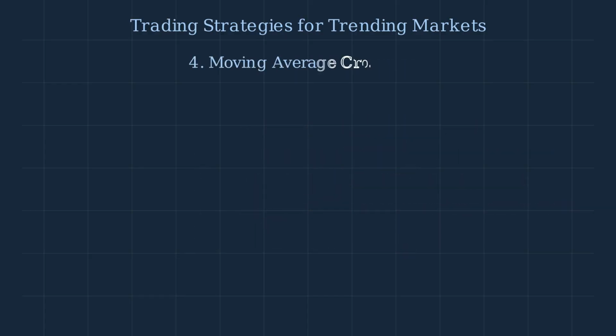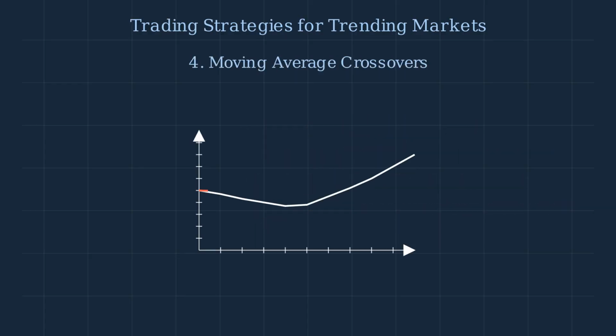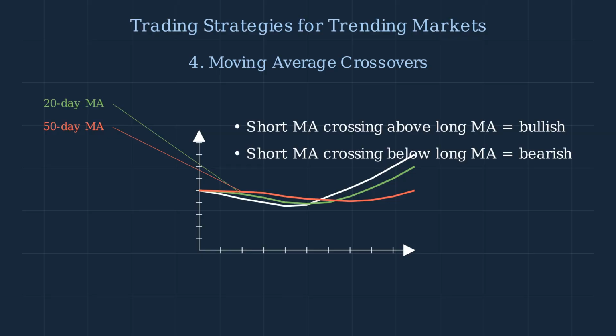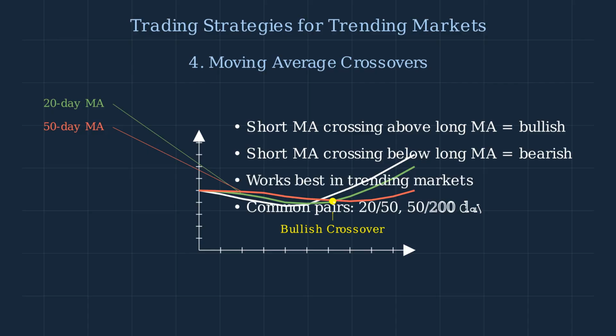Moving average crossovers become significantly more effective when markets are trending. The most common strategy is to watch for a shorter-term moving average crossing above or below a longer-term moving average. A bullish signal occurs when the shorter MA crosses above the longer MA. Popular combinations include the 20 and 50-day moving averages for intermediate trends, or the 50 and 200-day moving averages for longer-term trends.